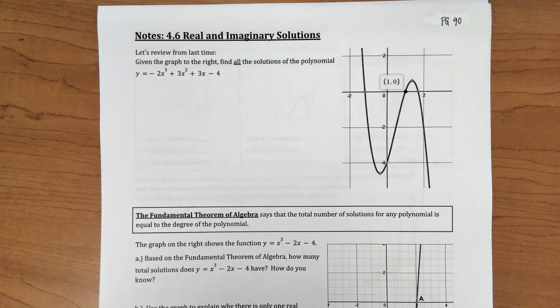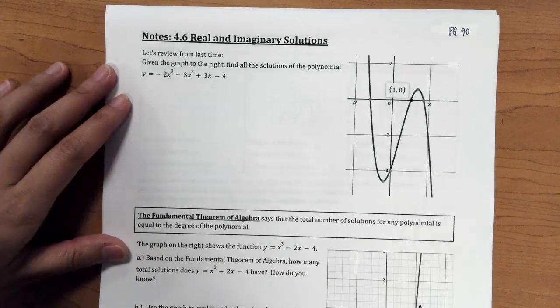Hi, we're going to wrap up graphs of polynomials, but today we're going to add in some imaginary solutions. So let's do a quick review. Given the graph to the right, find all the solutions of the polynomial. Well, we know that solutions are x-intercepts, right?